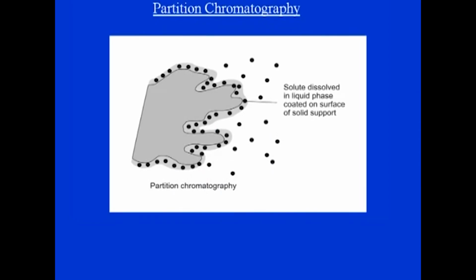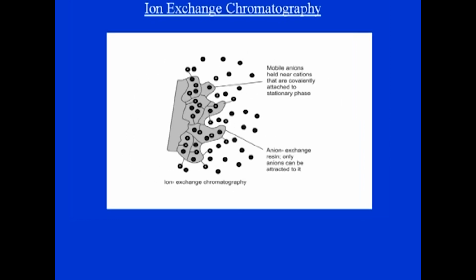Next is partition chromatography. This form of chromatography is based on a thin film. You can see here a thin film formed on the surface of the solid support by a liquid stationary phase, and the solute equilibrates between the mobile phase and the stationary phase. So, you can see here the solute is dissolved in a liquid phase coated on the surface, and the mobile phase passes on. This becomes the basis of, for example, reversed phase chromatography and other systems.